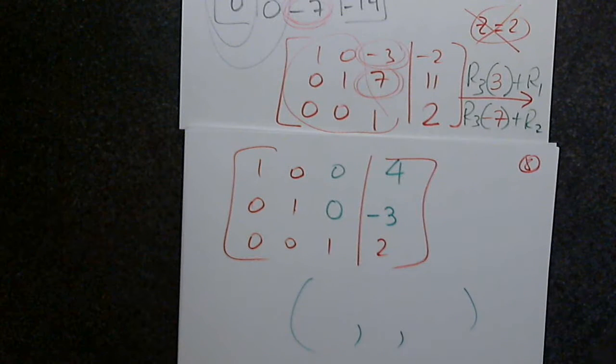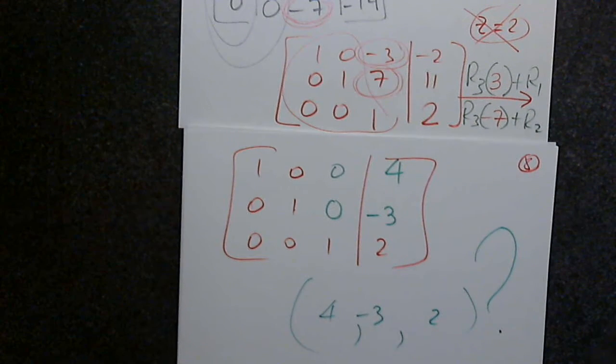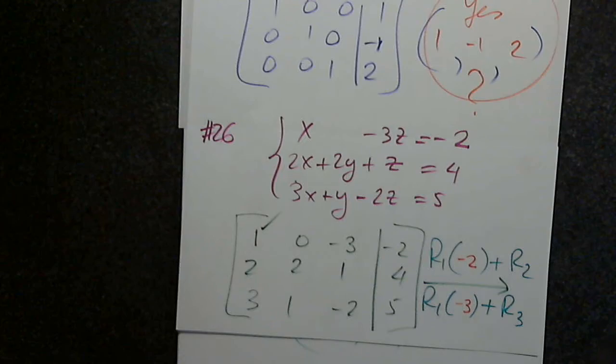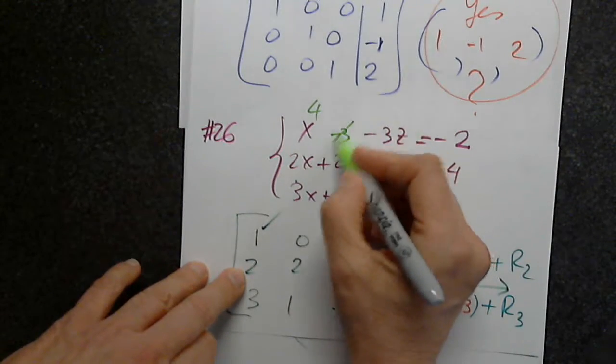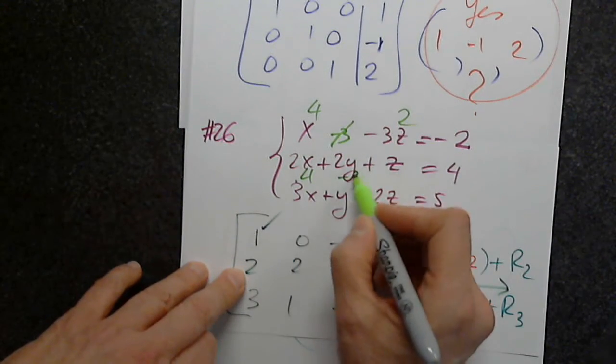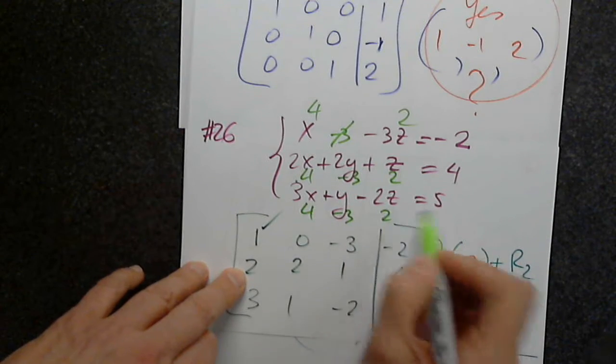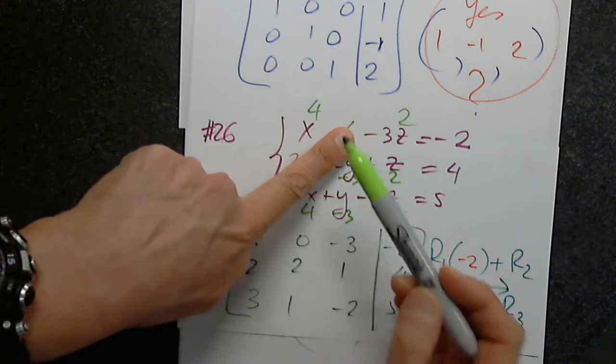And I'm still not certain. But what do you expect the solution to be? With a big question mark. I have no idea. I have to go back to my problem, back to the original system, and replace x, y, z with 4, negative 3, 2. 4, negative 3, 2. This is 0 here.